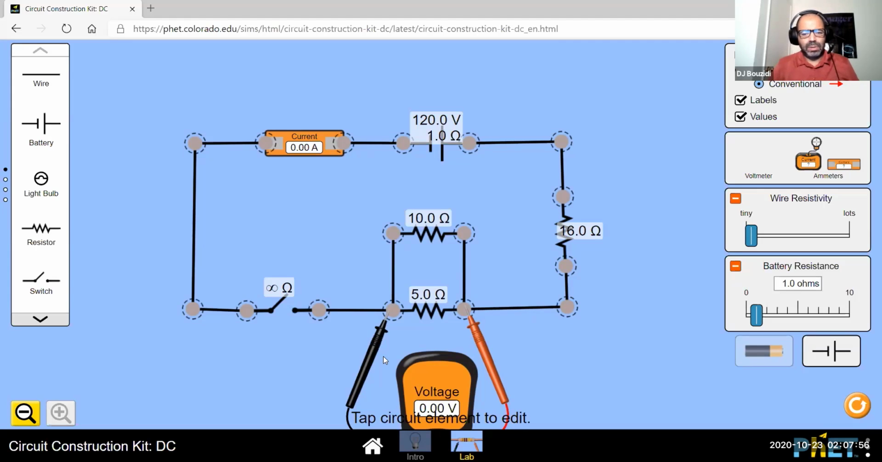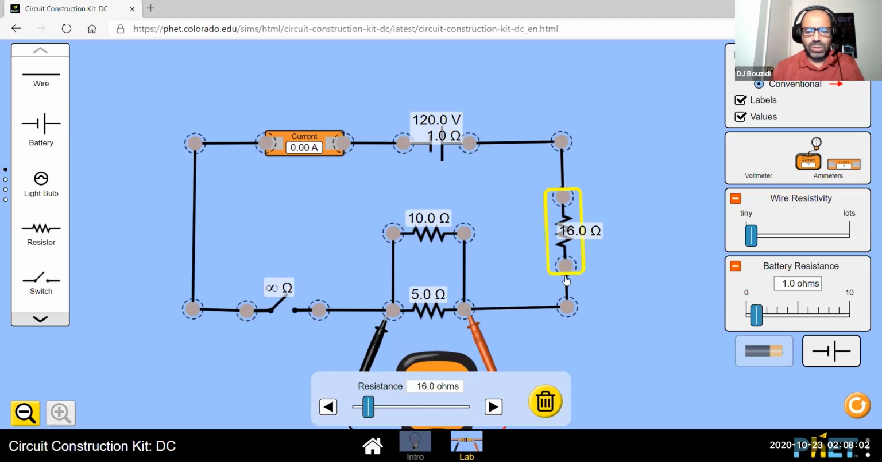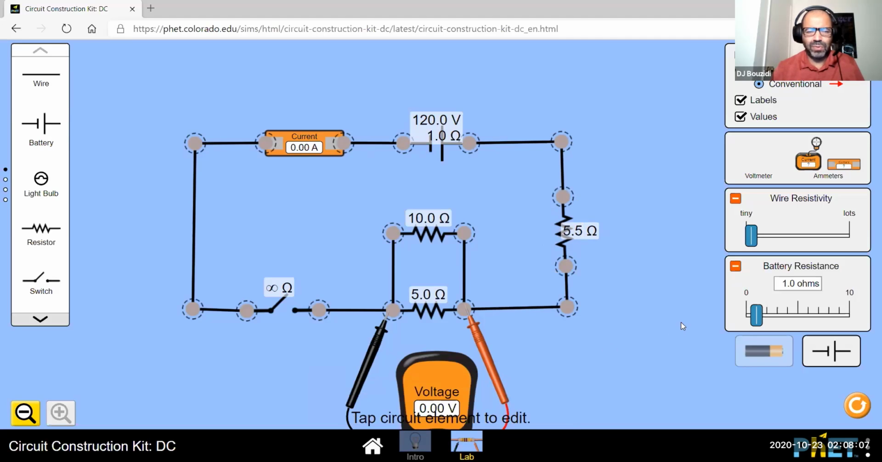Now, the circuit element shows 0 volts, 0 amps. I need to go back to a smaller value again, a starting point less than 10. Okay, 5.5 is good enough. I'm going to close the circuit. I'm going to read. I expect at this point a much higher current than even before, okay? Probably this is going to be the highest. Remember, the highest current so far I have seen was 9 amps.